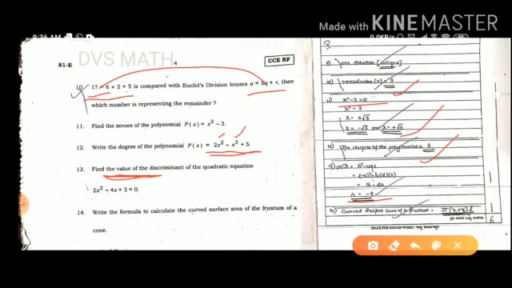Last question in 1 mark questions. Write the formula to calculate the curved surface area of frustum of a cone. As you all know, what is the formula? Pi (r1 plus r2) l. In place of frustum they may ask curved surface area of cylinder or cone, or TSA of hemisphere, like that. So definitely one question will be there related to surface area formulas.